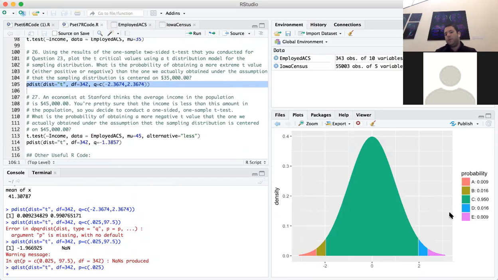And it usually helps to work with R and try to see things visually in order to get a better understanding of what these different numerical values represent. Does that make a little bit more sense?